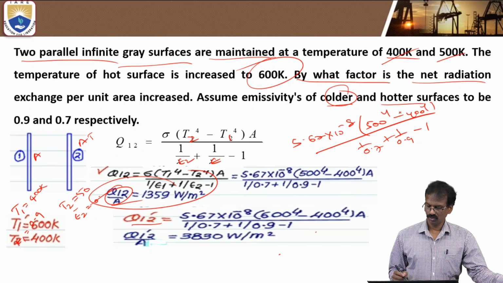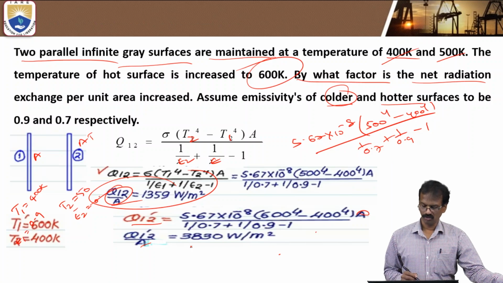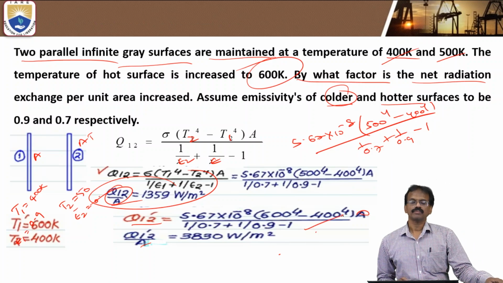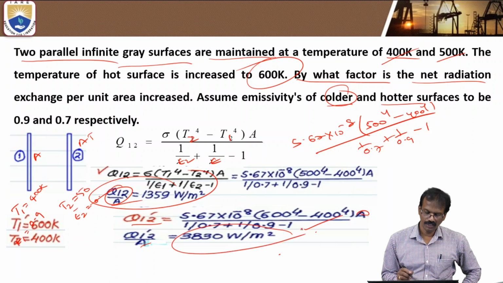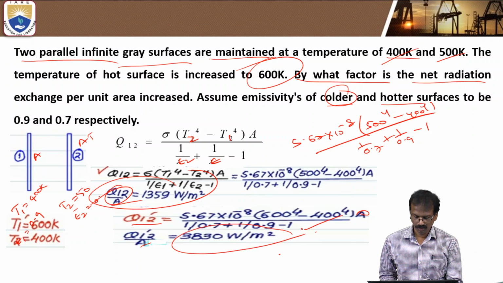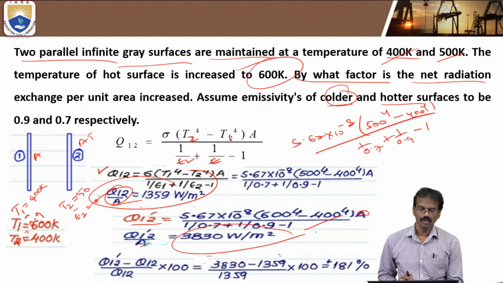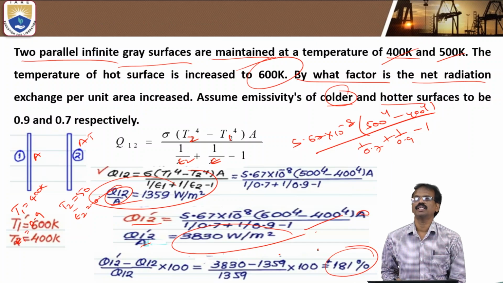So here T2 is nothing but it was increased, 500 to 600. Next, 600 to the power of 4 minus 400 to the power of 4, by area you can write like this, divided by 1 by 0.7 plus 0.1 minus 1. So this value is equal to 3830. Now we'll see the percentage of this one. Q12 dash minus Q12 by Q12 is equal to, so the increased value is equal to 18%.